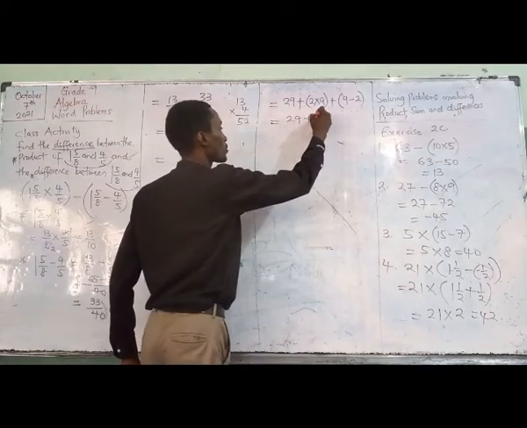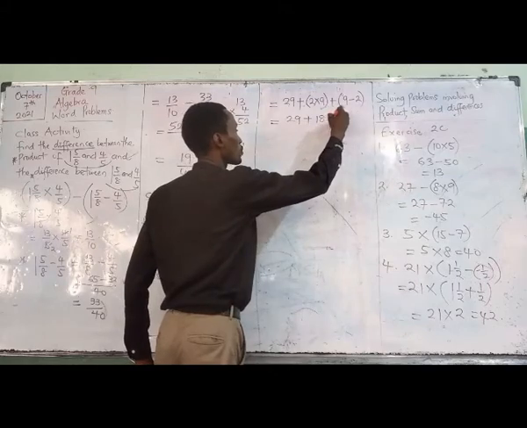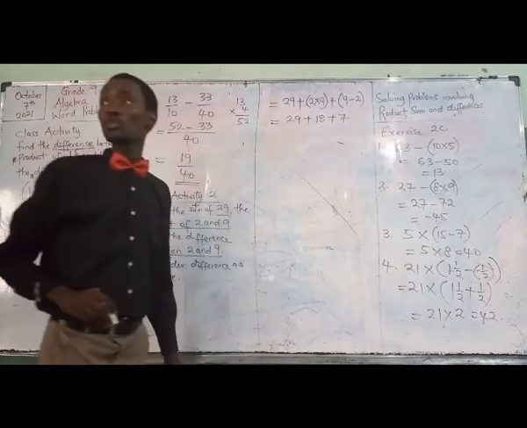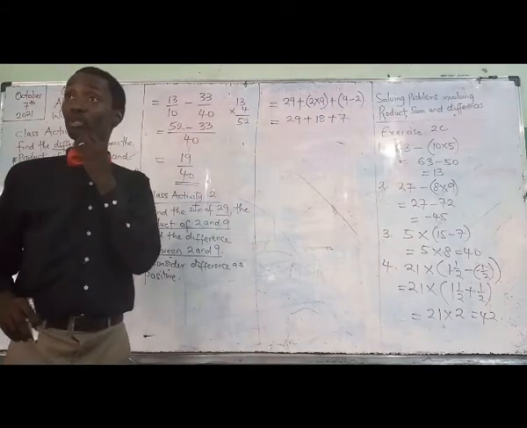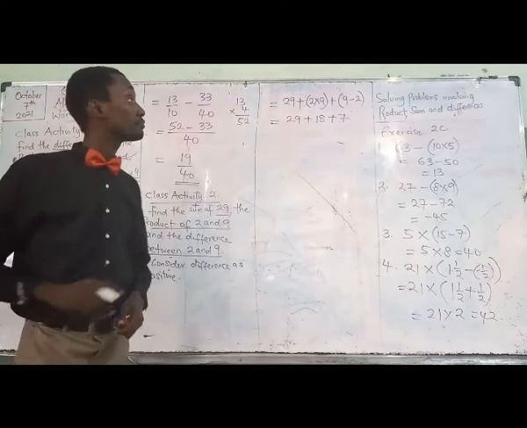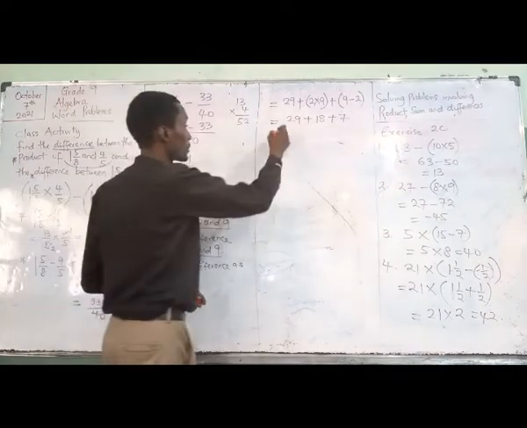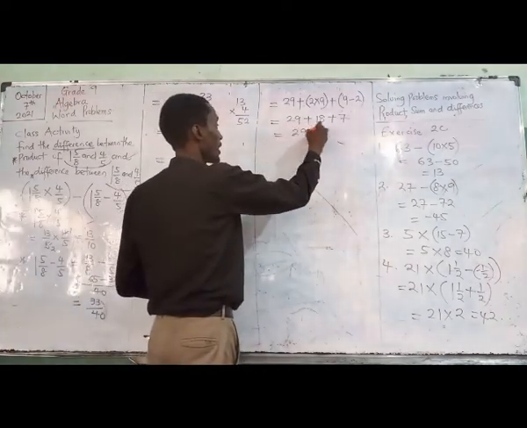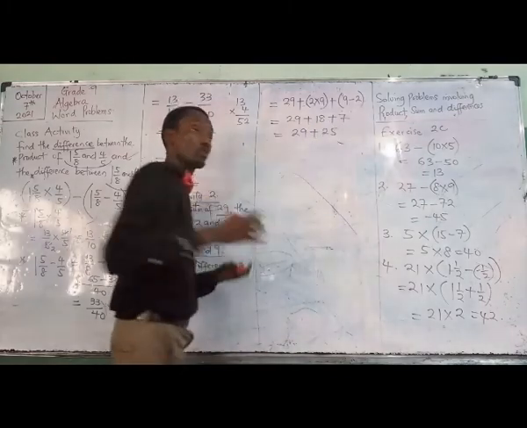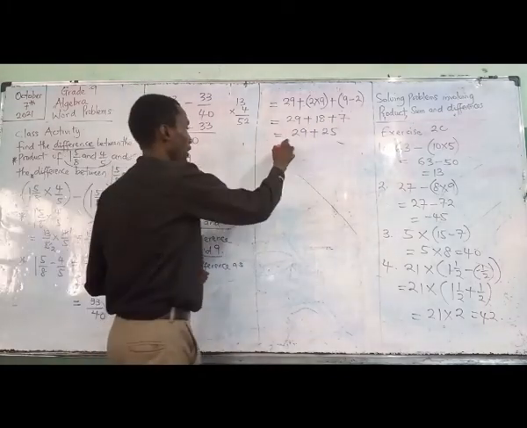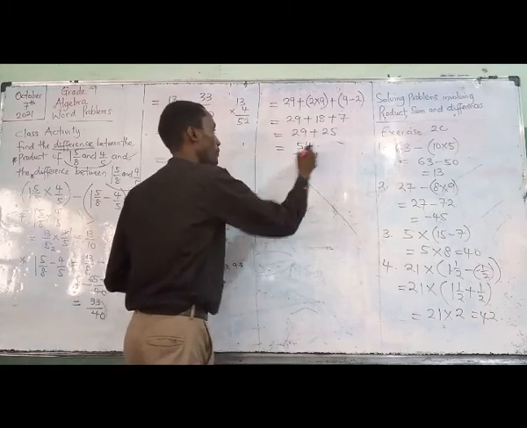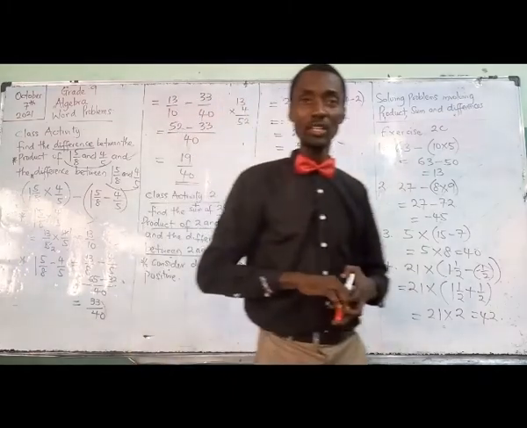And that will give you what? 29 plus 18 plus what? 7. So when you add this together, what would you have? You should have something like 50 what? Beautiful. So this will be like 29 plus 25. Decide to break the work down, and your final answer becomes what? 50. Okay, that's as much as we can take today.